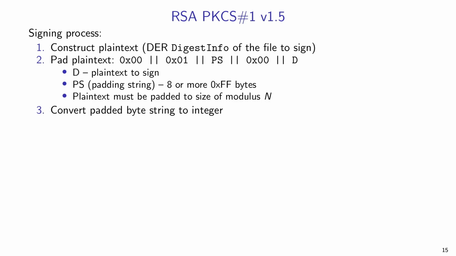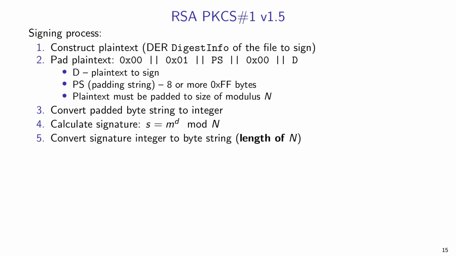Then we convert the padded byte string to an integer, calculate the signature using the private exponent d, and convert the signature integer to a byte string. Here it is important to make sure that the signature is encoded to the same byte length as the modulus. So in case your signature integer results in 0, your signature file should not be an empty file, but there should be 0 bytes, the same length as the modulus. Okay?